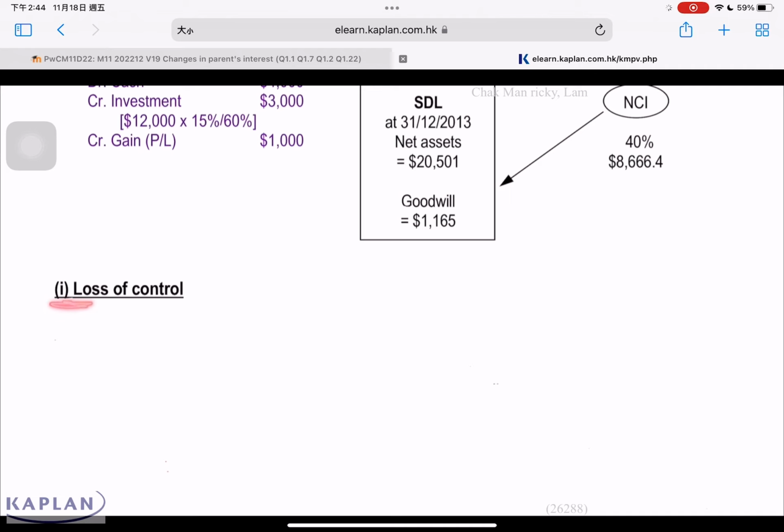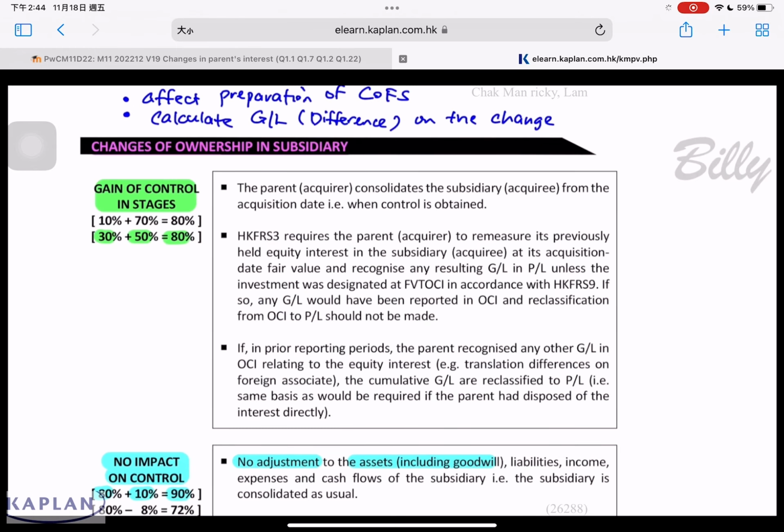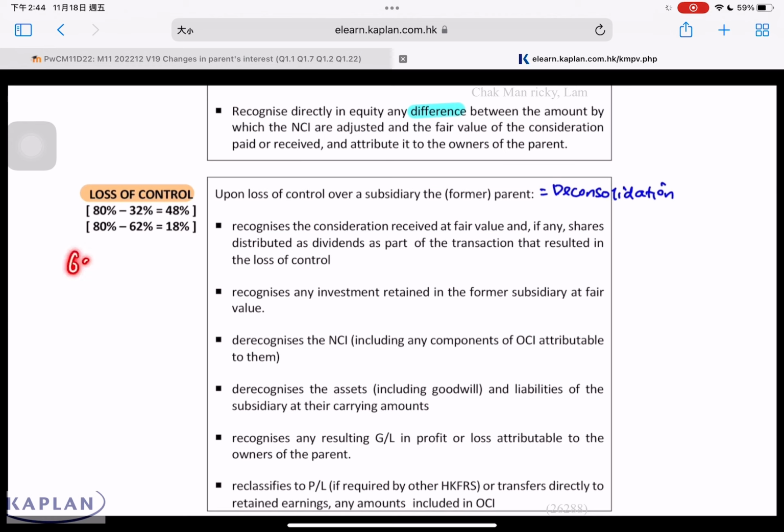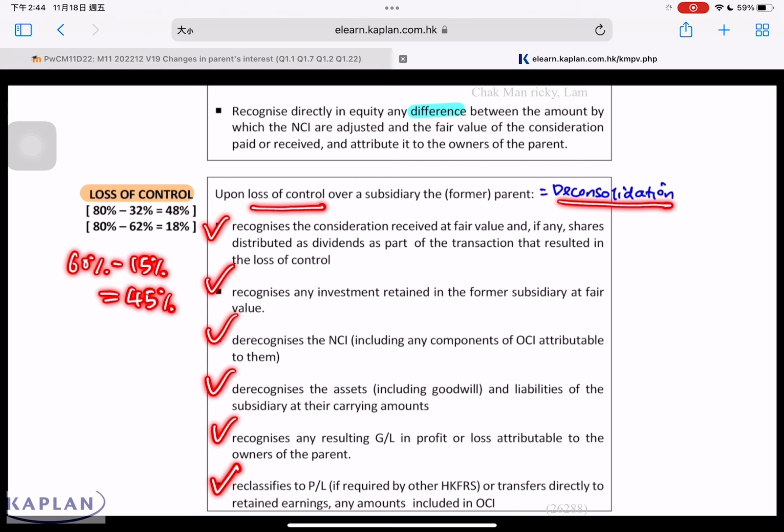If it's loss of control, we have to do a deconsolidation. We need to explain the steps. Please refer to page 23. For this question, 60% minus 15% is equal to 45%, assuming there's a loss of control. If there is loss of control, you must do a deconsolidation. These are the steps to do the deconsolidation.